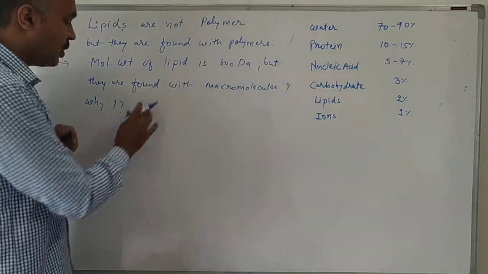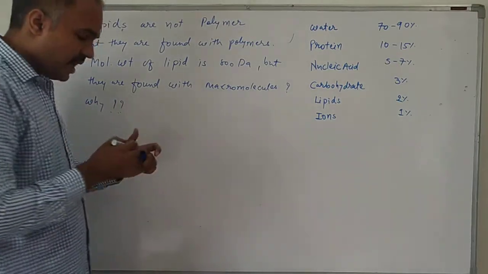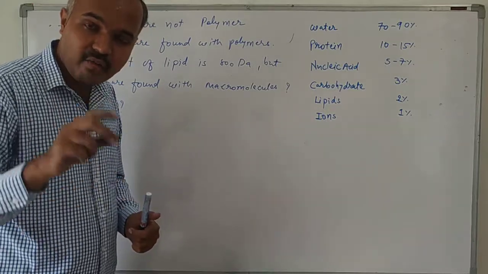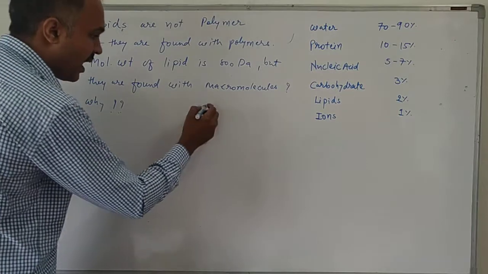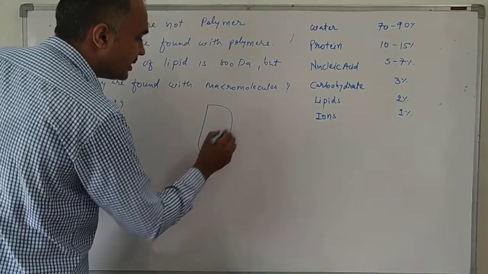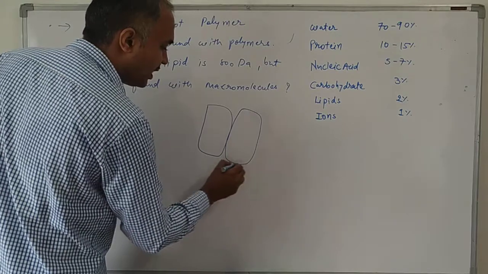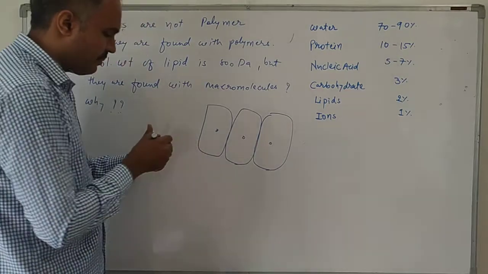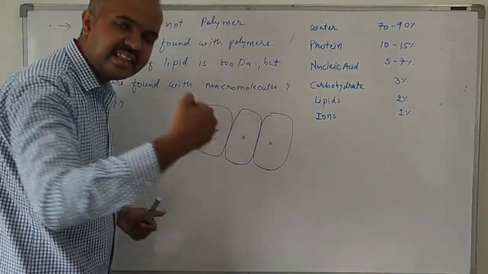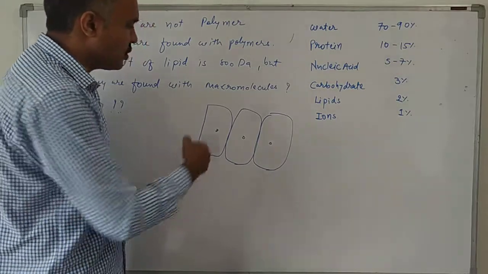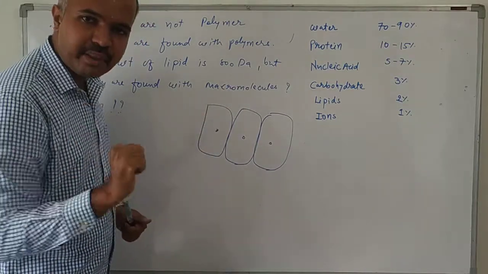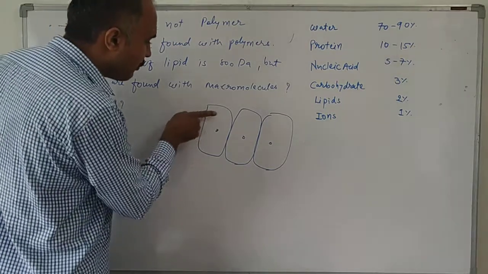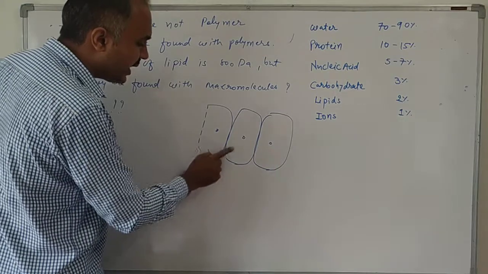The answer to this question is, when we grind the tissue in the mortar pestle method, we are actually grinding the cells of the tissue. Say, for example, we are grinding these cells with the help of a pestle. When you grind these cells, you will break the cell membrane of the cell.